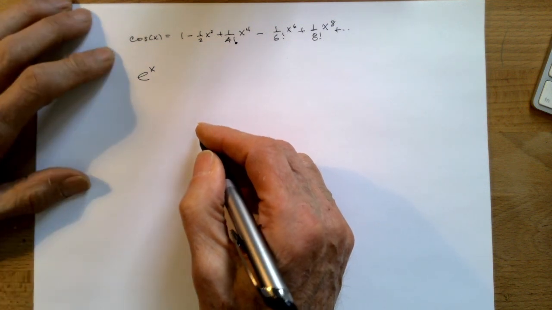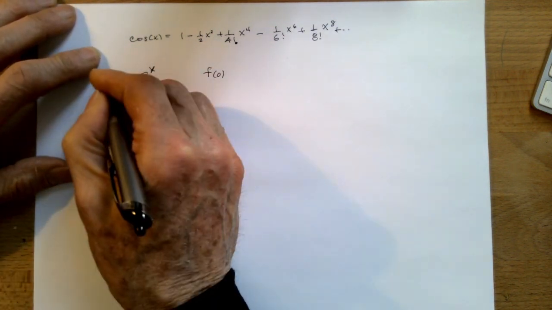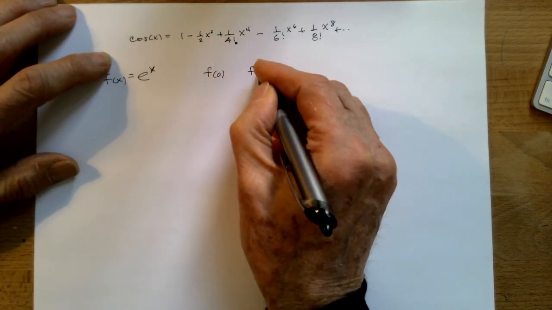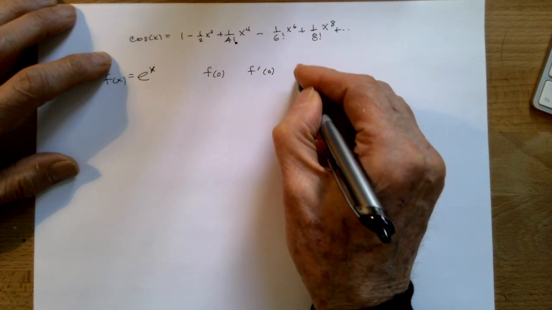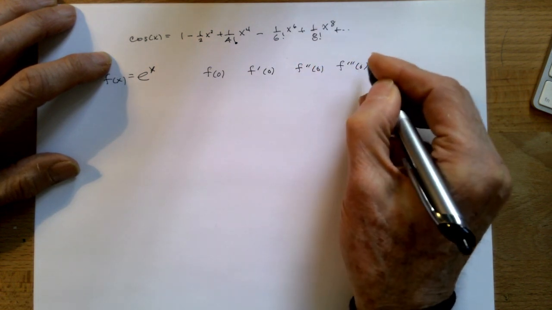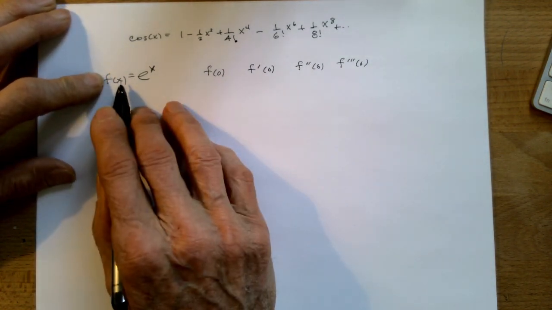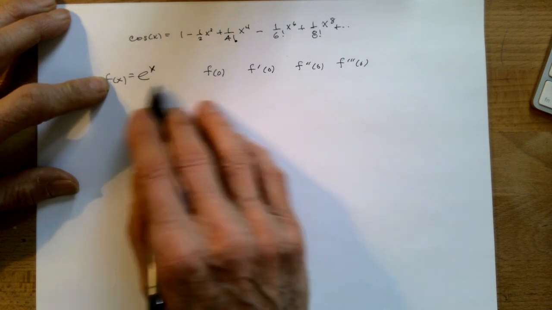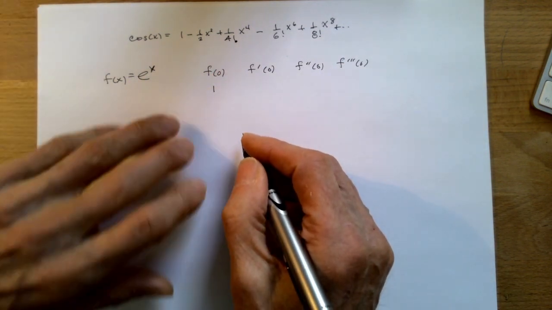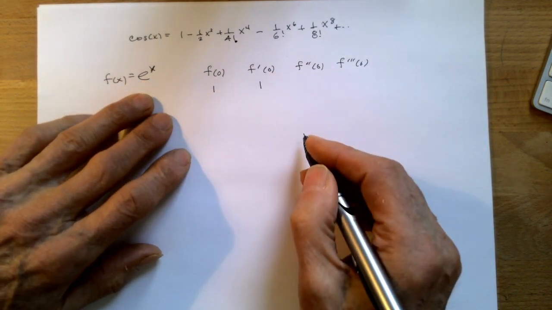In order to write out the power series for e to the x, we're going to have to know f of 0. This is f of x. We're going to have to know f prime of 0. We're going to have to know f double prime of 0. We're going to have to know f triple prime of 0. Well, the derivative of e to the x is e to the x. And the value of e to the x when x equals 0 is 1. And the derivative is still e to the x. And I evaluate that, and I still get 1.